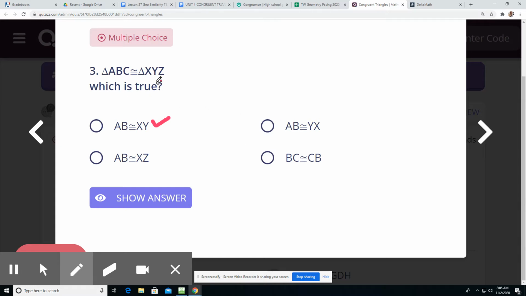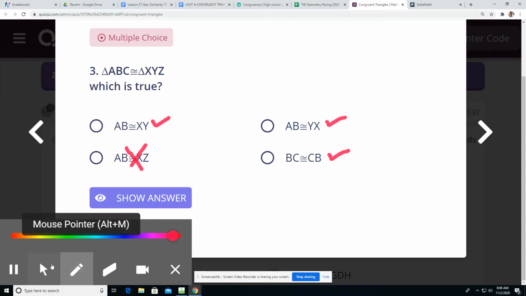AB is the first 2 letters. YX is the first 2 letters. That one's okay. And AB is the same as XZ. AB is the same as XZ. Nope. BC is the same thing as CB. Yes, that's true. So we have 3 of them that are true here.